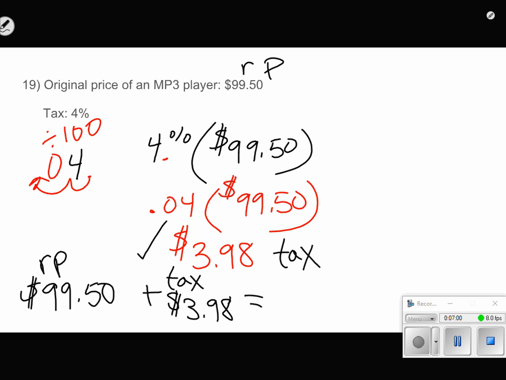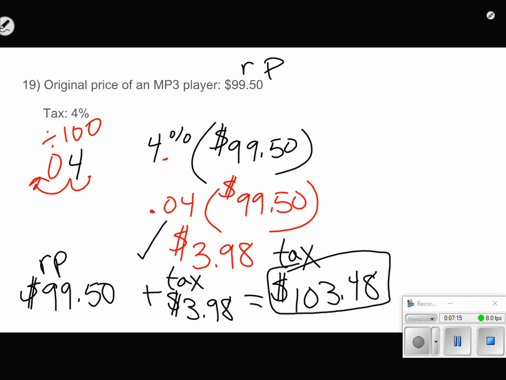Then I'm going to type in $99.50 plus $3.98 to get my total that I will pay. So I'll really end up paying $103.48 for that MP3 player. And to work in that vocabulary, we want to remember that gross is another word for what you pay altogether. It's another word for total. So that's the total amount that we're going to pay. And I think that was the last example. Yeah, that was the last example. So now you can go ahead and start working on the rest of the tax problems. And then when you finish those tax problems, you should be finished with your worksheet.